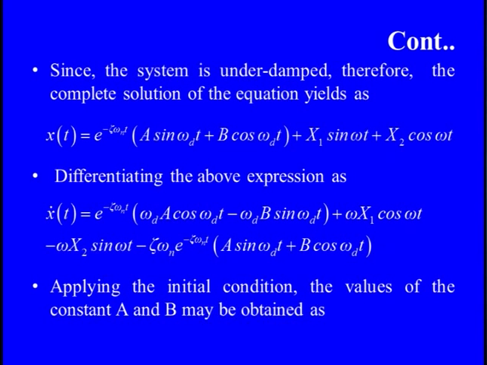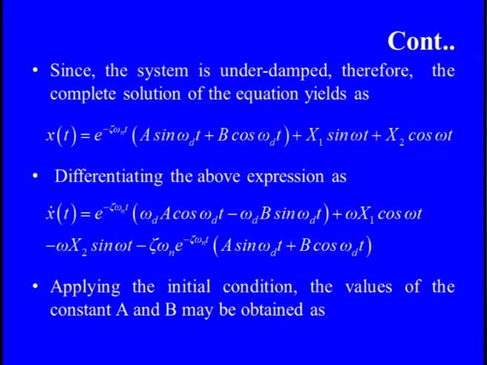And when you differentiate this equation with respect to time, you have x dot t equals e to the power minus zeta omega n t into omega d a cos omega d t minus omega d b sin omega d t, plus the differential form of the particular integral: omega x1 cos omega t minus omega x2 sin omega t. And since it is an exponential term, minus zeta omega n, the coefficient of t in the exponential, will come out, so minus zeta omega n into e to the power minus zeta omega n t into the same omega d t coefficients in terms of sin and cos.